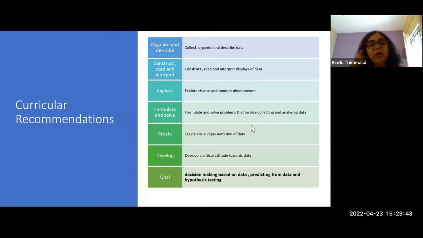Now, how has it come in the curricular recommendations? Typically, you collect, organize, and describe data. That's what they recommend in many of the national curriculums, including our NCF 2005. You construct, read, and interpret displays of data. Right? You explore and infer chance and random phenomena.